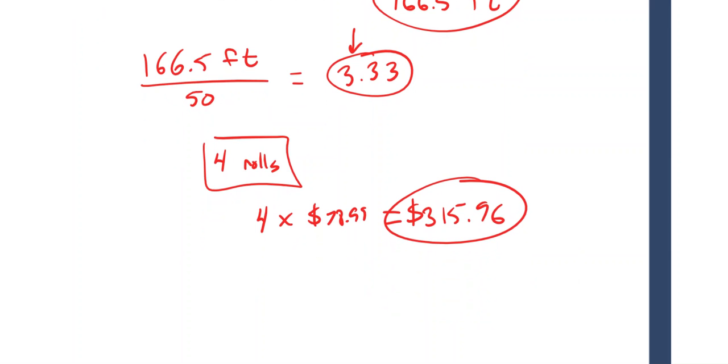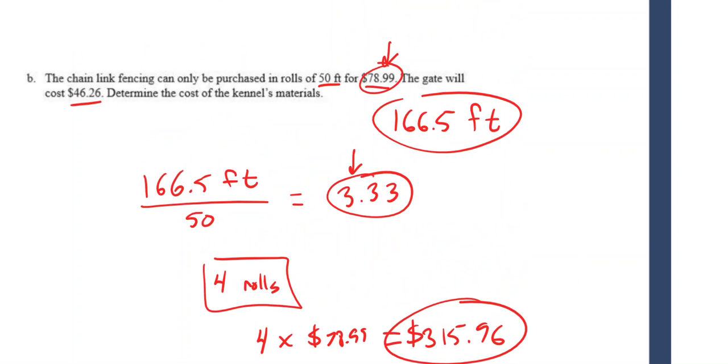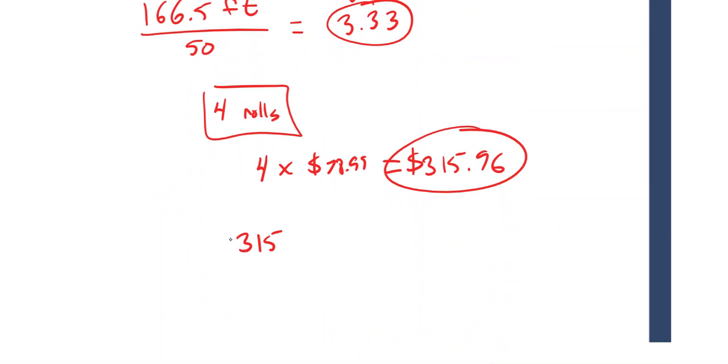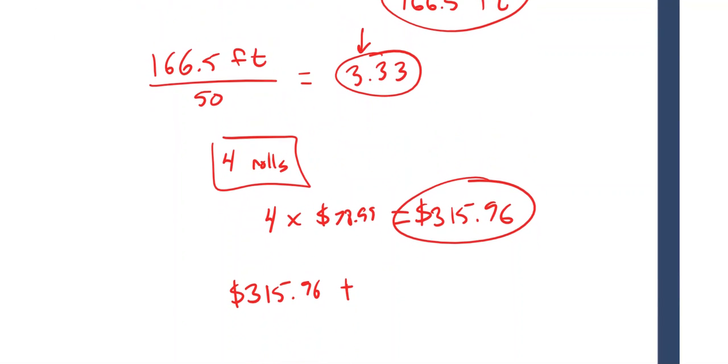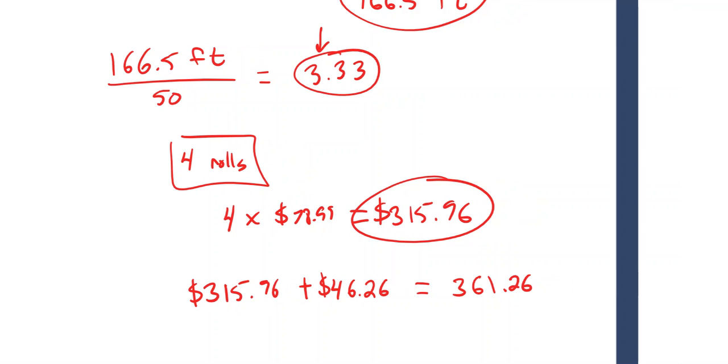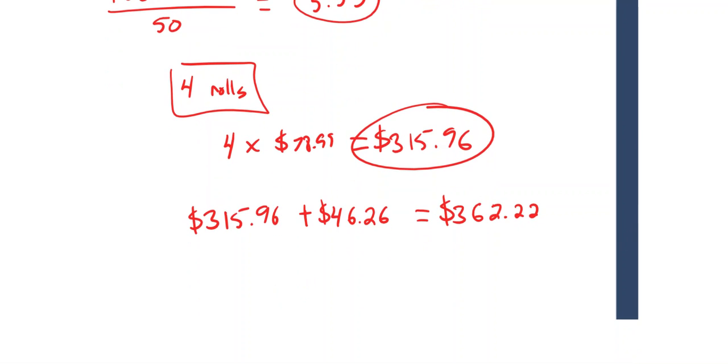What do I have to do now, according to the question? The gate itself costs $46.26, because sometimes you can just buy the gate as a kit, its own thing. Now we're just going to add it. So $315.96 plus $46.26. We had a mistake there. It's $362.22. Yeah, that's what I thought. Okay, perfect. This is beautiful. So that's our final answer there.